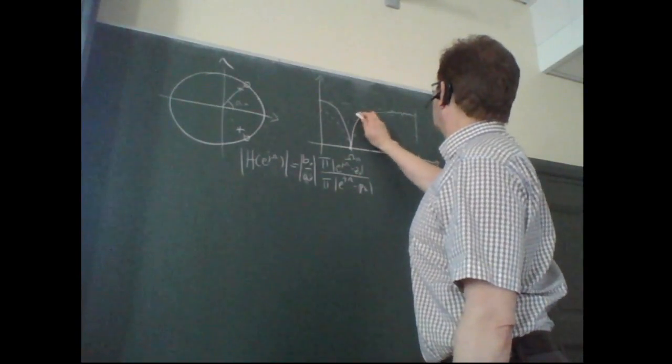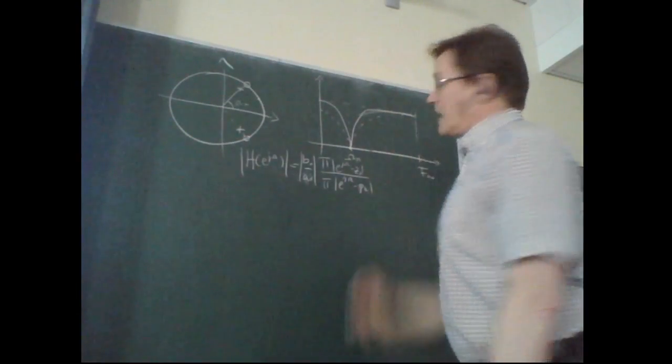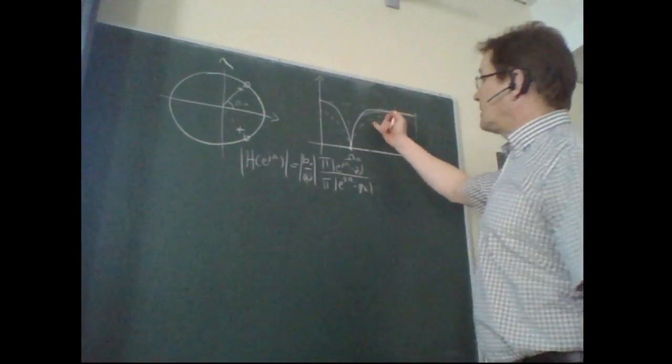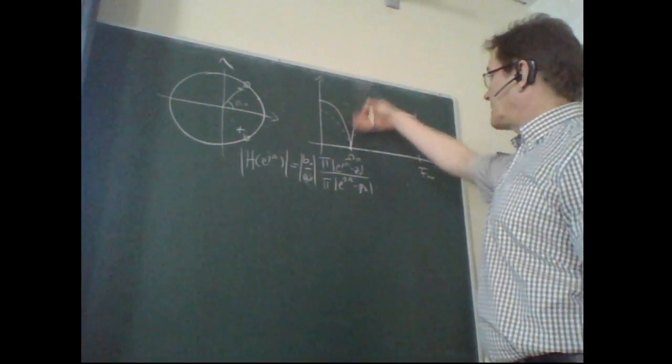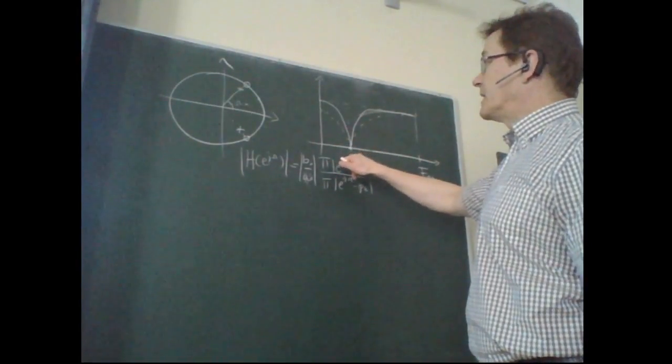Whoops, it's actually better than that. So we have nice unity gain on the pass band, and then we have the notch band, the stop band right there, at the center frequency omega n.